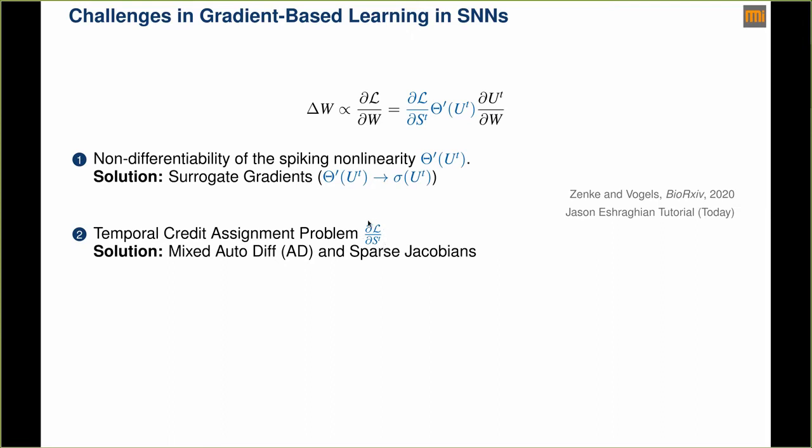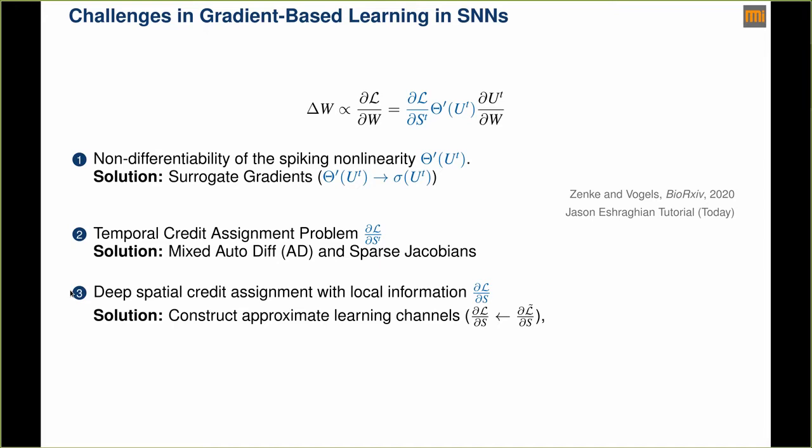If you want to do this exactly, then we have to do backpropagation through time, which can be costly, or another variant of this, which is real-time recurrent learning, as I'll be explaining, which is equally costly. So the solution to this is some sort of mixed auto differentiation, which I'll be talking about.